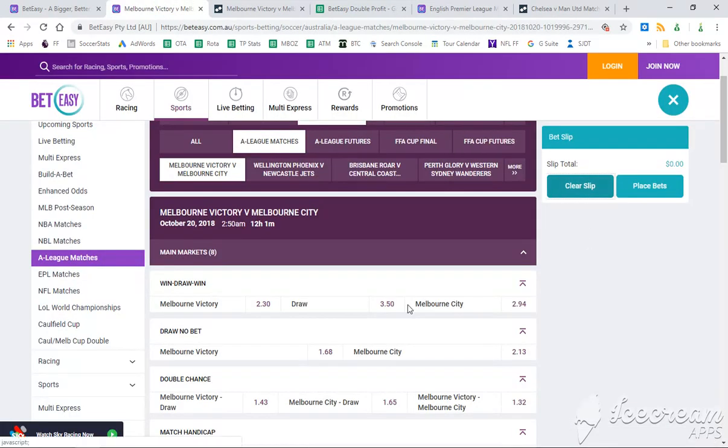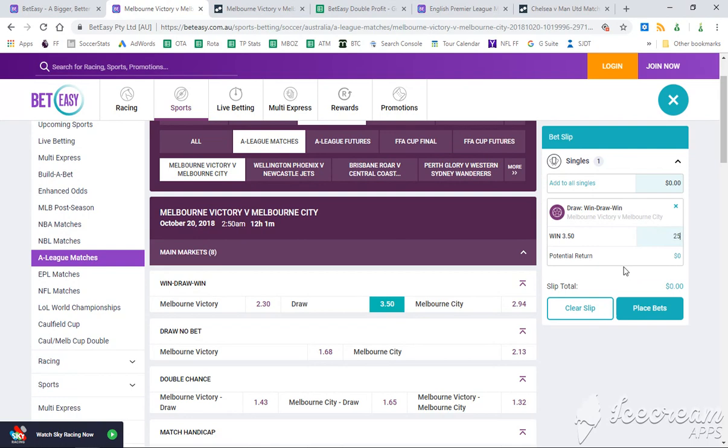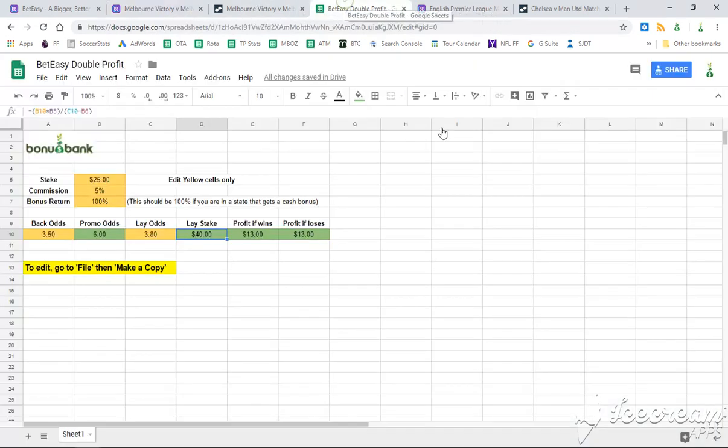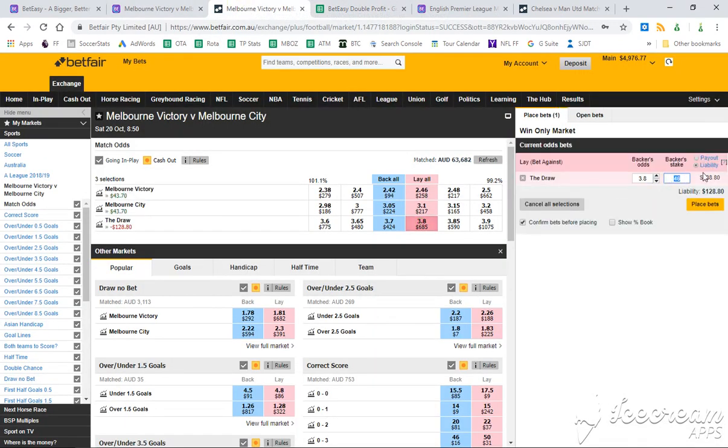So I'll just show you some numbers here. If we put in $25, our profit there is $62.50. If we double that, we're going to get $125. The calculator is saying we should lay 40 at 3.8. So if we do that, 40 at 3.8 is going to cost us 112 if it's a draw, but we're going to win 125 at BetEasy, so that's $13 profit. And if it's not a draw, we're going to get 38 at Betfair minus our 25 stake, which is $13 profit. So either way, we're going to make $13 on that bet there.